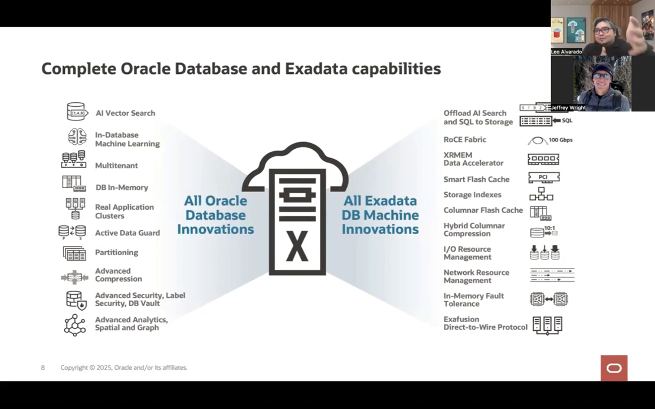On the left are all the key features available in Oracle database. That includes important features like multi-tenant, Oracle Real Application Clusters or Oracle RAC, and Active Data Guard. And on the right, you'll see all the Exadata innovations available with the Exadata platform, including recent additions like AI Smart Scan. Exadata Cloud includes all these key capabilities and innovations in a single cloud platform.